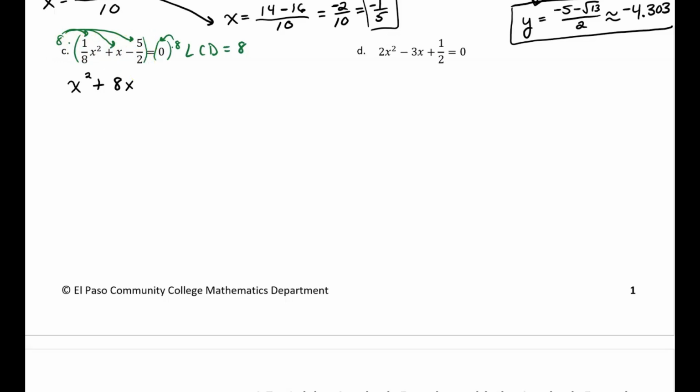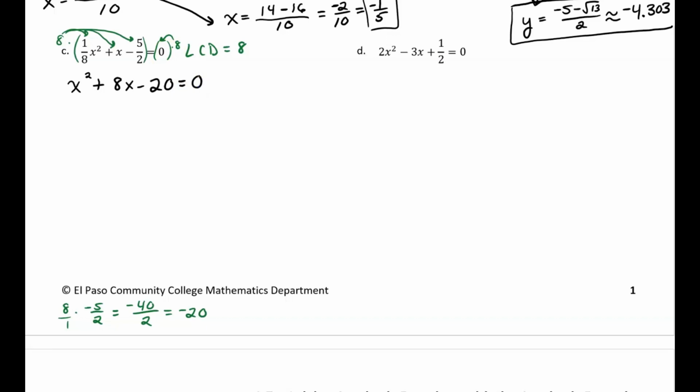Maybe I want to do that as scratch work. We'll do that over here. 8 times negative 5 over 2. When I'm multiplying fractions, I multiply straight across. 8 times negative 5 is negative 40. Divided by 2 gives me a negative 20. So I have minus 20. And then 8 times the 0 is still 0.